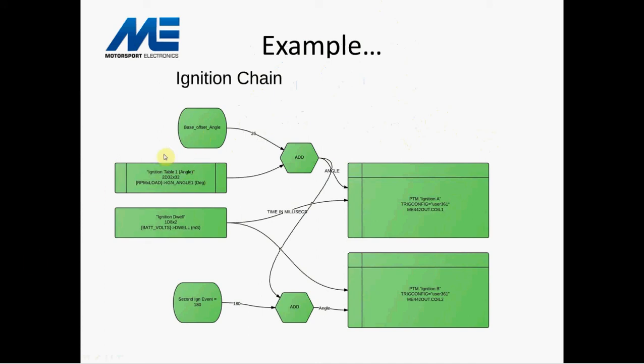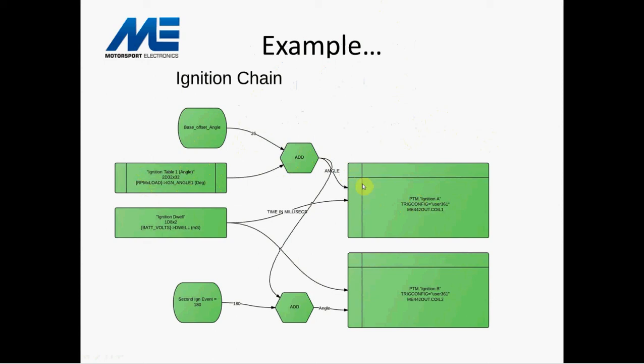Down here we can see ignition table 1 angle, which is a 2D table with 32 by 32 columns and rows, generated from RPM and load, and it outputs as an ignition angle in degrees. And you can see here that what we've done is we've actually added the base offset angle to the ignition angle with the generated data from this 2D table here, added them together. So for example, this table could generate 12 degrees. We add them together, and it's then passed through here as an angle to the PTM.